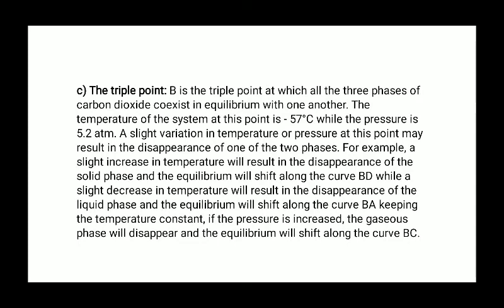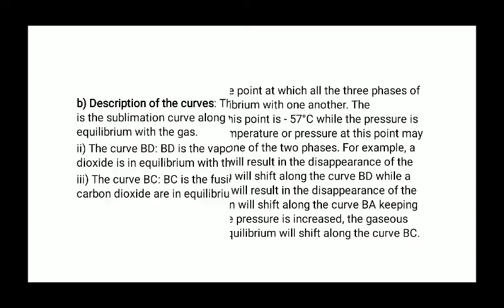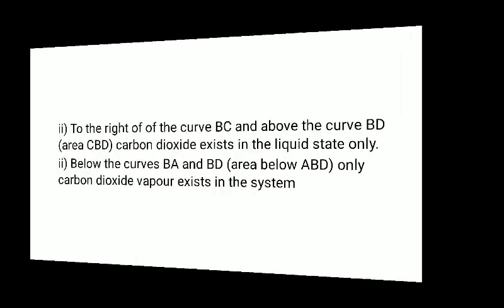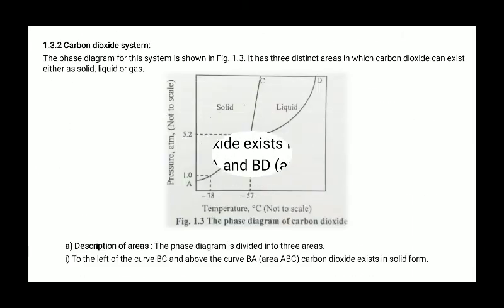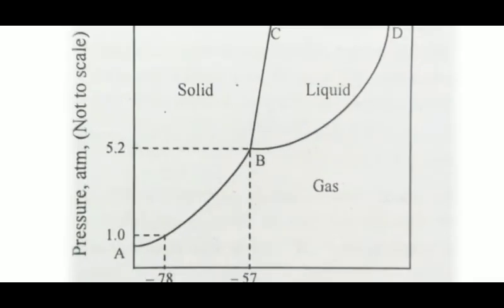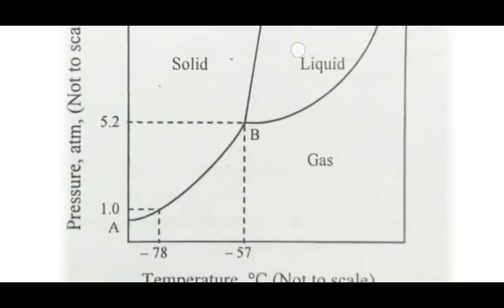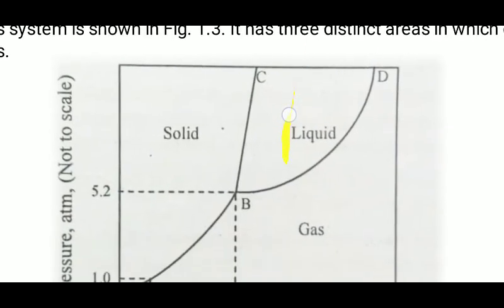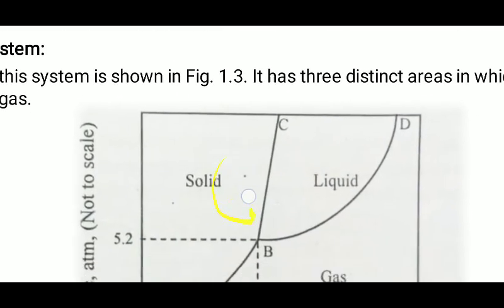Triple point. B is the triple point at which three phases of carbon dioxide coexist in equilibrium with one another. See here, triple point is nothing but B. B is the triple point.